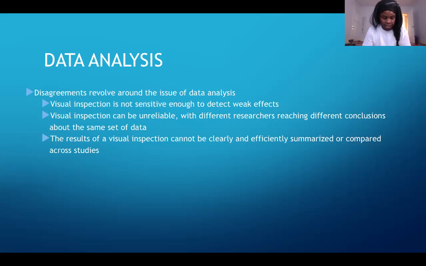Visual inspection can be unreliable, with different researchers reaching different conclusions about the same set of data. Results of visual inspection, an overall judgment of whether or not a treatment was effective, cannot be clearly and efficiently summarized or compared across studies.